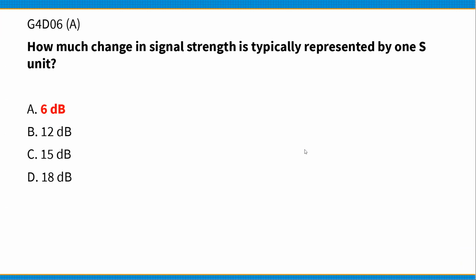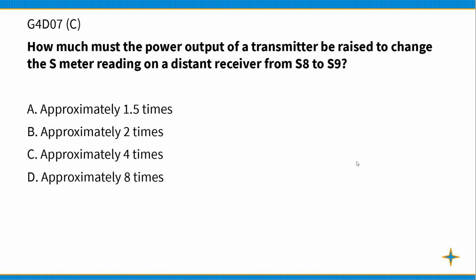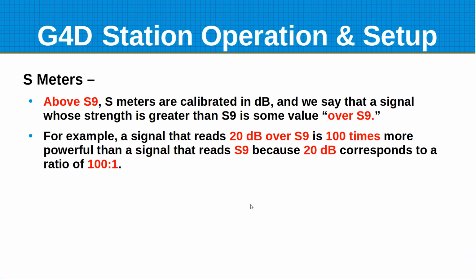All right. How much must the power output of a transmitter be raised to change the S meter reading on a distant receiver from S8 to S9? Probably 4 times or 6 dB.